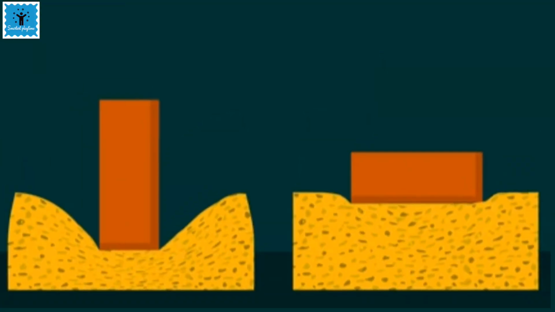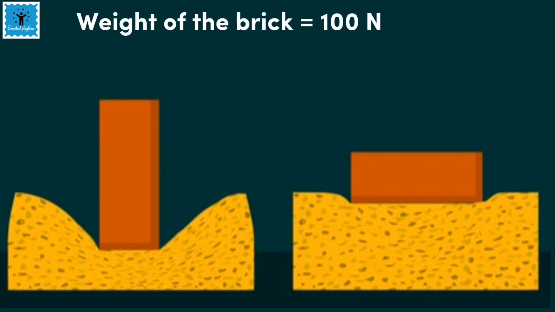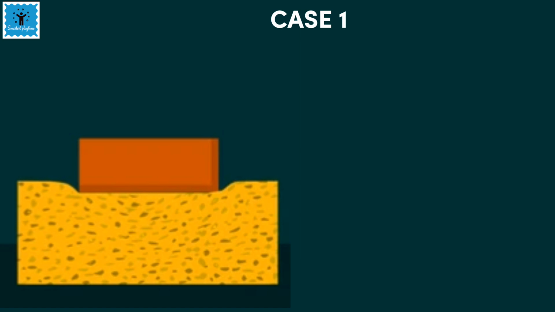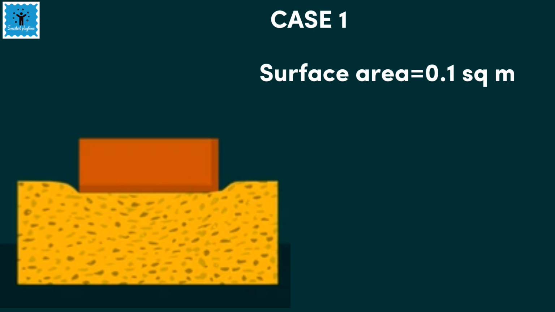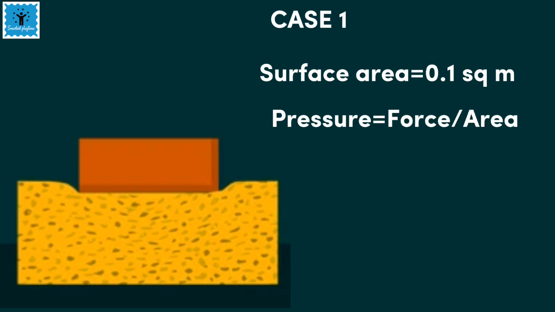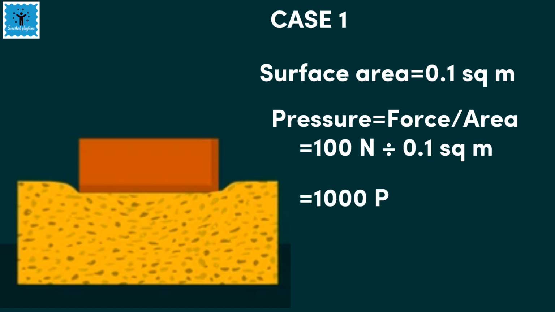Now here in the picture you can see a brick lying in two different positions. Weight of the brick is same in both the cases, which is 100 Newton. In the first case, where the brick is lying horizontally on the land, the surface area in contact is 0.1 meter square. We know pressure is force divided by area. So when we fill the value, force is 100 Newton and the area is 0.1 meter square. So the pressure comes to 1000 pascals.